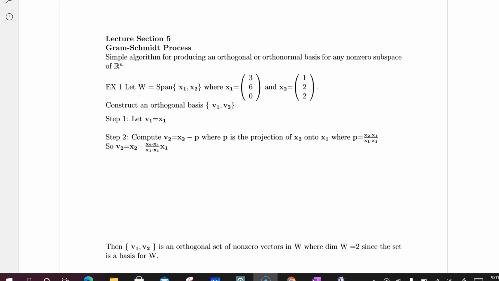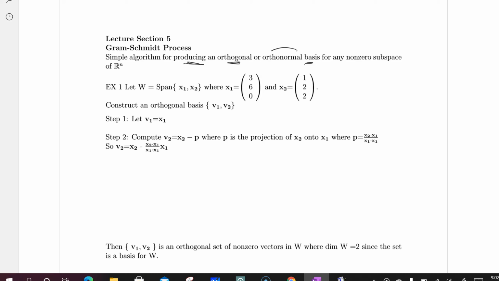All right, here we are at the Gram-Schmidt process. So what we're going to do is go through and produce an orthogonal basis, and then we'll take the extra step and make it orthonormal, which you remember just means make it of length 1.